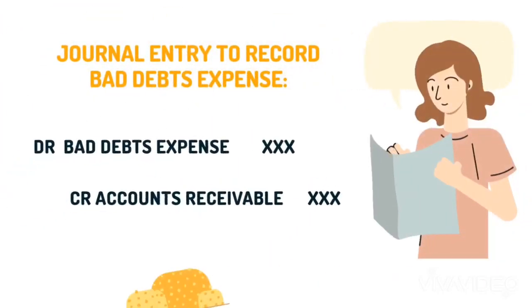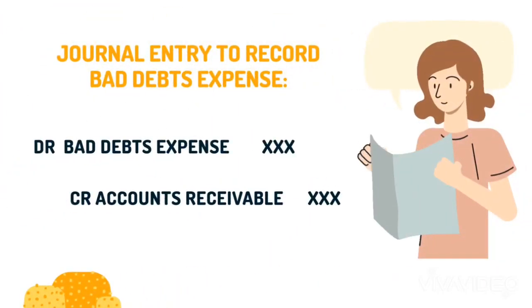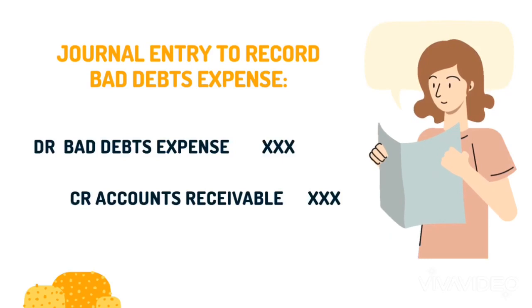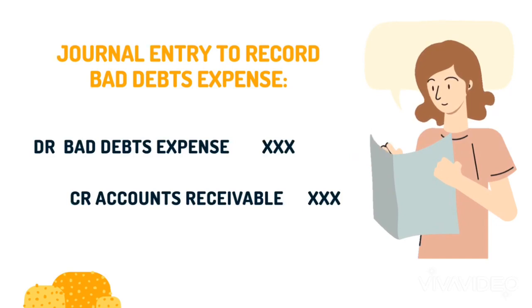The journal entry to record bad debt expense is debit bad debt expense and credit accounts receivable. This is to write off the amount from the accounts receivable.